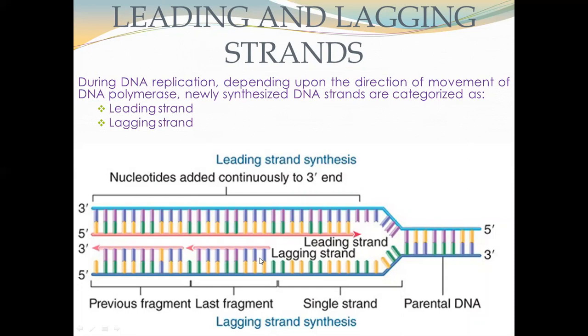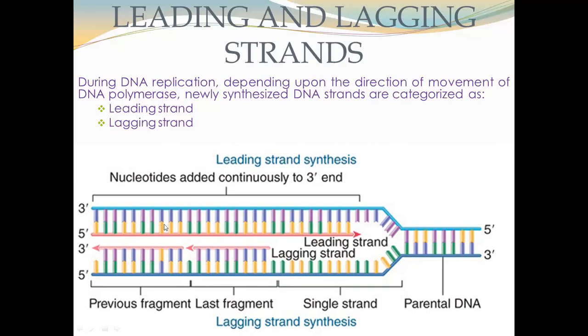So during replication, this is the movement of the replication fork, and the two DNA strands of the duplex go on unwinding. They separate from each other, and then synthesis goes on from the 5' end towards the 3' end. The DNA polymerase synthesizes the DNA strand from the 5' end towards the 3' end, and new nucleotides are added only at the 3' free end, continuously.